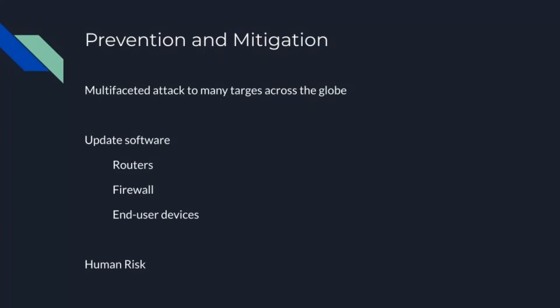Therefore, there are many aspects to be careful for keeping safe. A chain is only as strong as its weakest link, which is very true in computer security. Keeping software up to date ensures that you're safe from vulnerabilities that have already been discovered. This includes anything on the network, from routers and firewalls to end-user devices as well. There's also a human risk aspect.